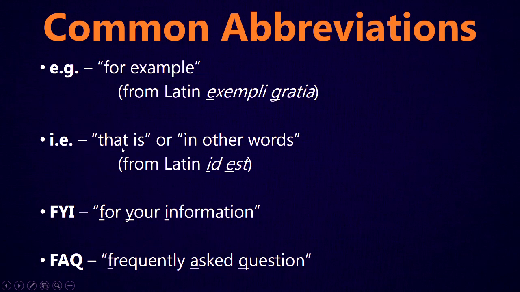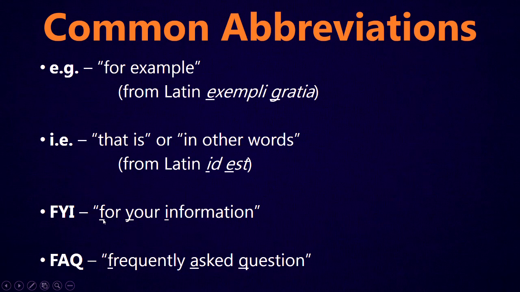Or another one is i.e. Sometimes when I'm speaking, I could say "i.e.," but often I'll say "that is" or "in other words." When I'm writing, though, I can just write i.e., and it comes from the Latin id est, which means literally "that is," right? Or in other words.